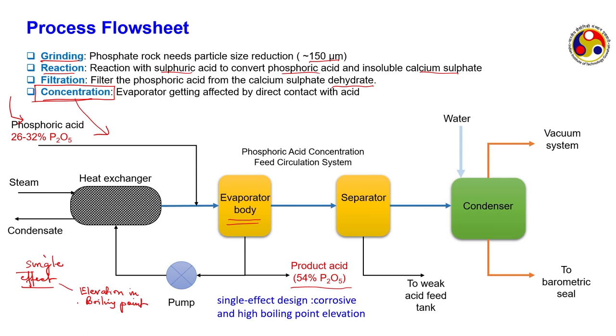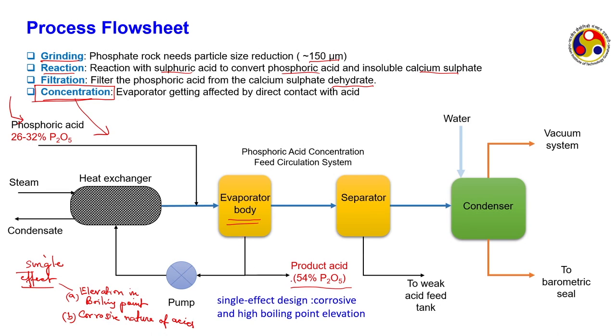And the other is corrosiveness, because the acid produced is highly corrosive in nature. Because of the elevation in boiling point and the corrosive nature of the acid, you don't use a multiple effect evaporator. You use a single effect evaporator, because the evaporator body is made of graphite or graphite lining, so that it can withstand such a high concentration of acid. So this is what you have.